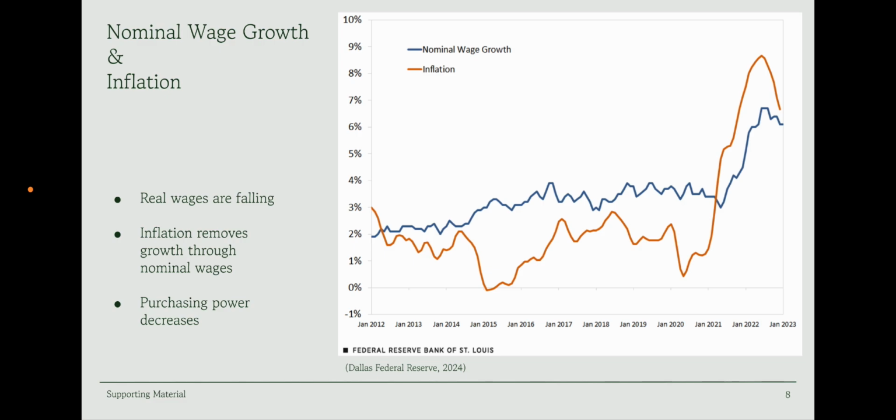In this graph, you can clearly see, and this is based on the Dallas Federal Reserve in 2024, that from 2012 to 2023, nominal wage growth is lower than inflation. That is because real wages are falling, and inflation removes that growth from nominal wages, which leads to purchasing power decreasing, which makes it harder for normal individuals to afford day-to-day necessities such as food, groceries, utilities, and even rent.